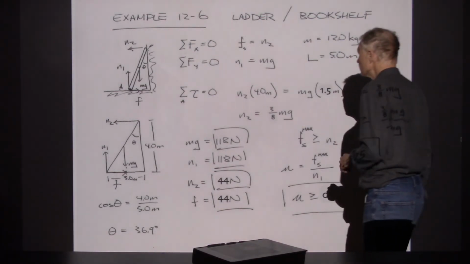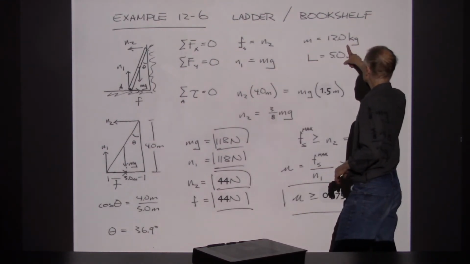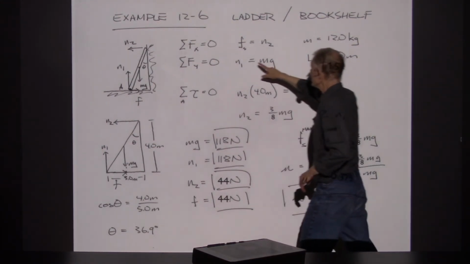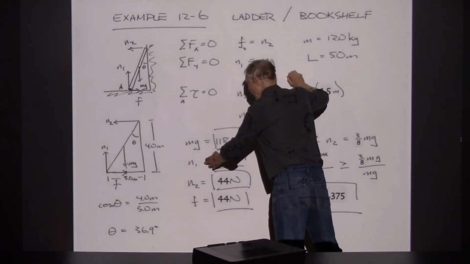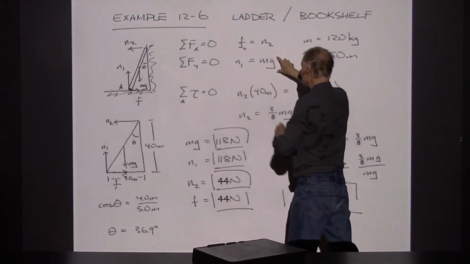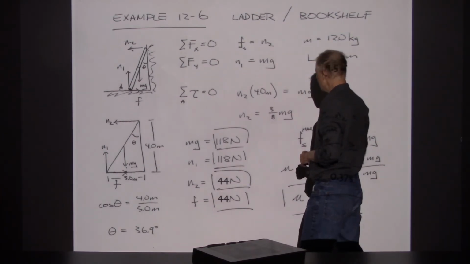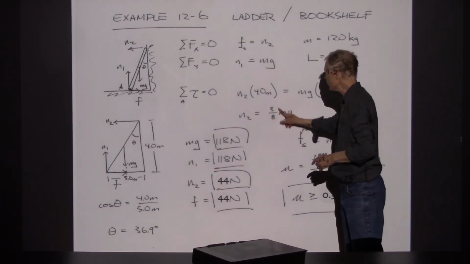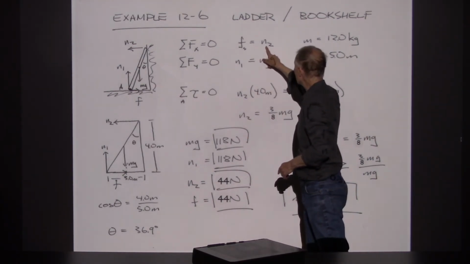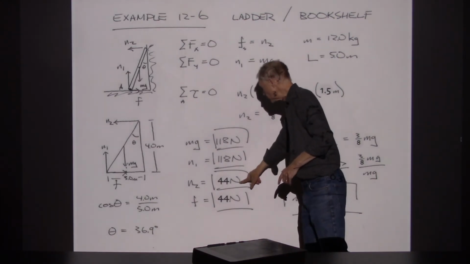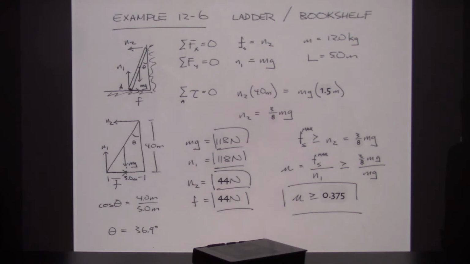So let's start writing some numbers down. mg is 118 newtons. That comes from the 12 kilograms. N1 is equal to mg, so I already know that force. I was able to calculate it based on the force formulas. Now N2 is going to be 3/8 of mg. That's going to be 44 newtons. And so if N2 is 44 newtons, then the static frictional force also needs to be 44 newtons.